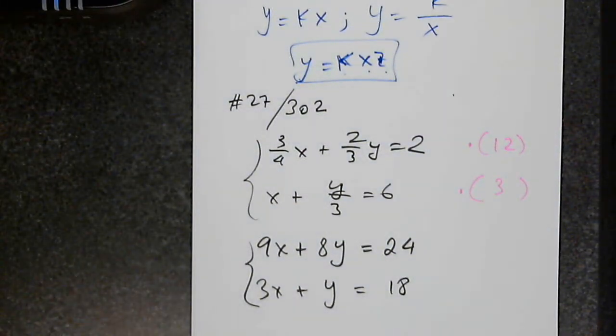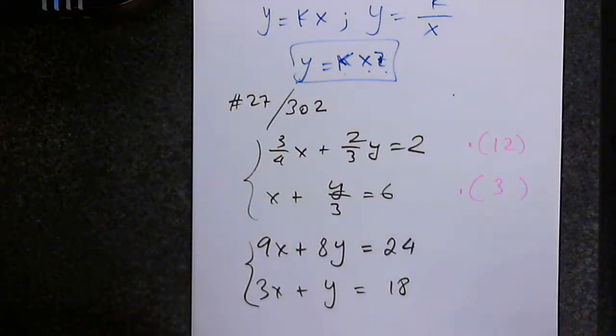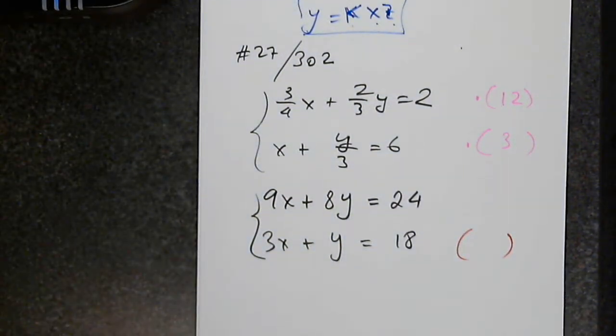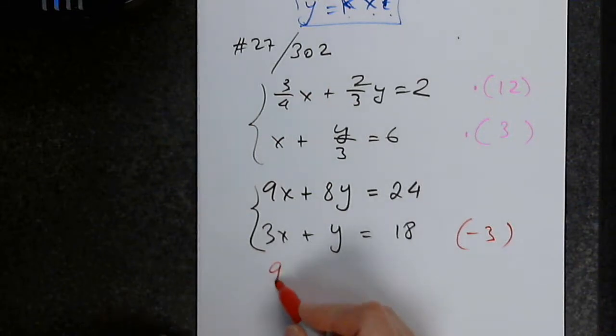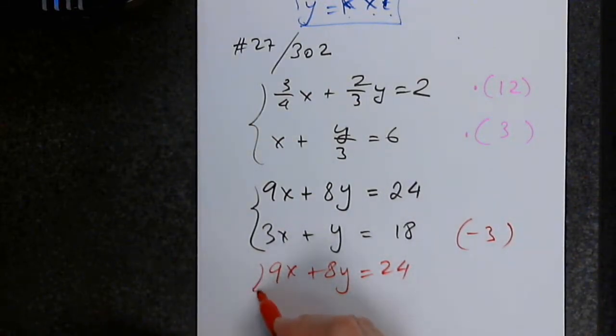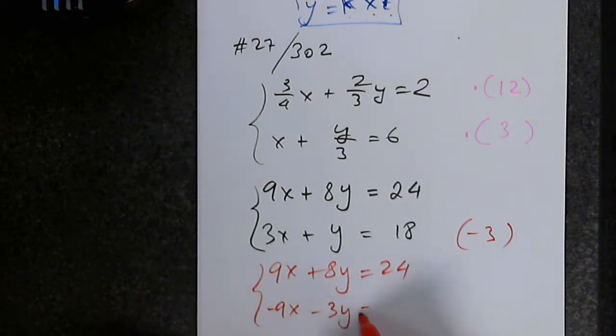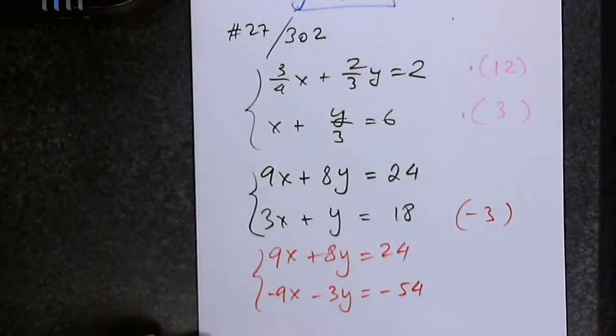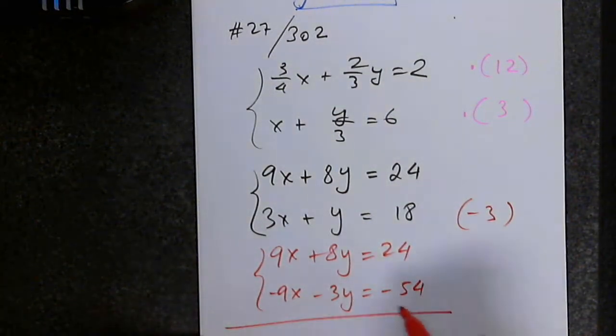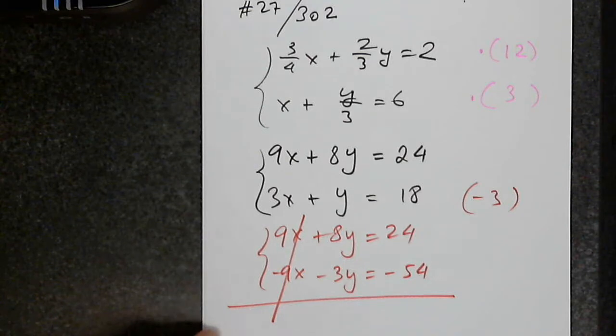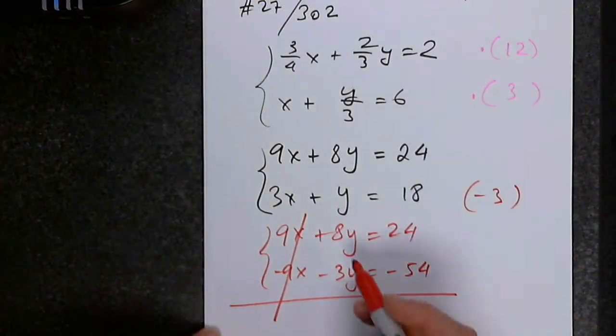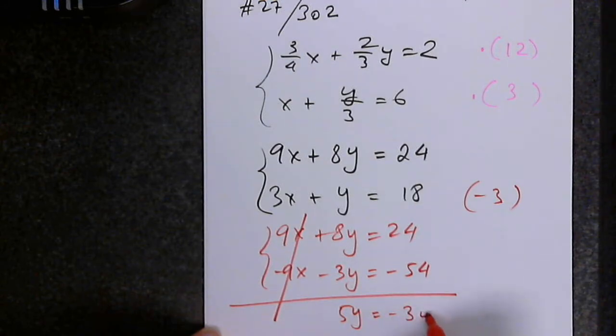And now let's make a decision. We want to eliminate, or we want to use substitution, and if we want to eliminate, which I highly recommend, which variable do we want to eliminate? You want to eliminate x. In that case, you will multiply the second equation both sides by? Negative 3. Excellent. So then 9x plus 8y equals 24, and negative 9x, negative 3y equals negative 54. Now, as pre-planned, x is gone. So then I have 5y equals negative 30. How much is y?